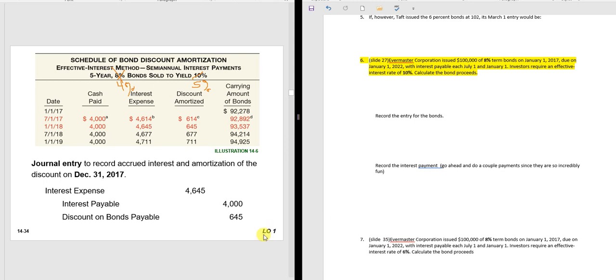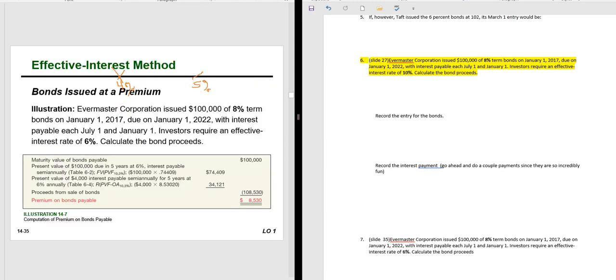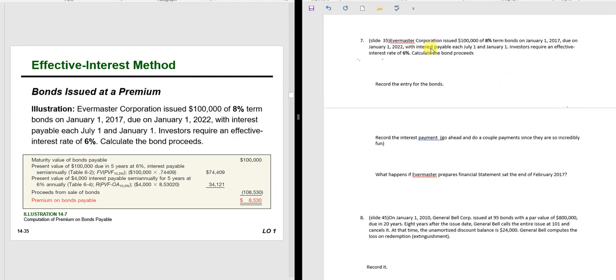Okay, so now we're going to go on to the next one and see if they're issued at a premium, which should go pretty quick here. Okay, so same thing, $100,000, 8%. Since they pay it semi-annually, $100,000 times 4% is $4,000. So I never use that 8% again. And then it says effective interest rate of 6%, but since it's semi-annually, I'm going to write 3% there.